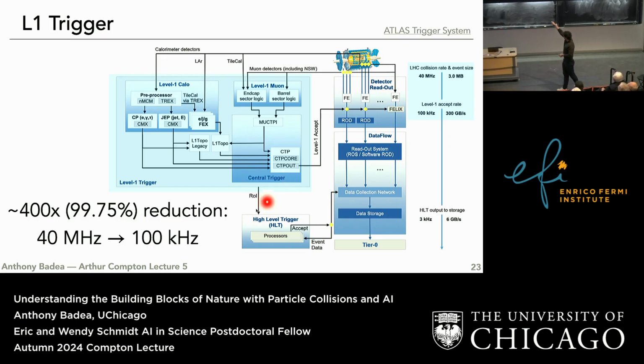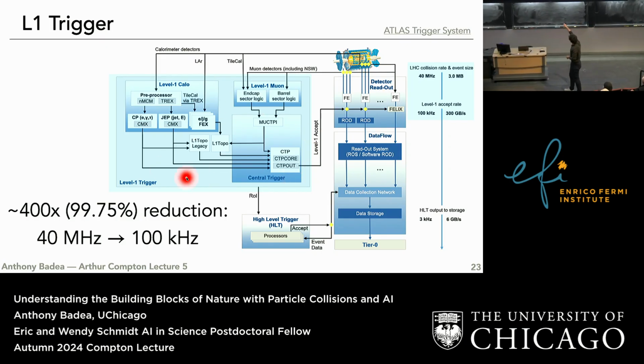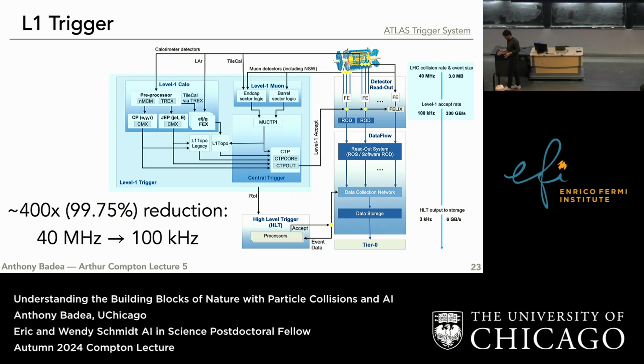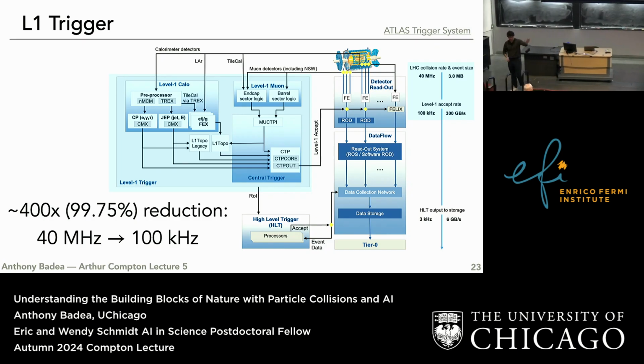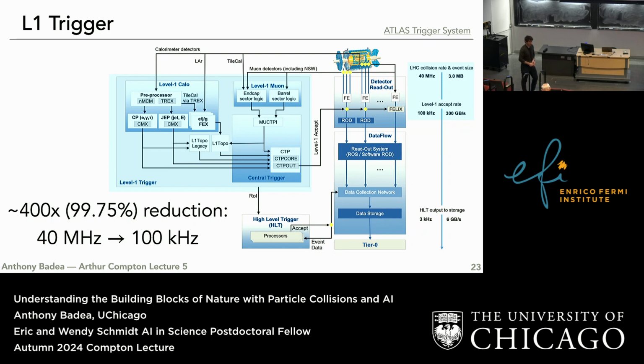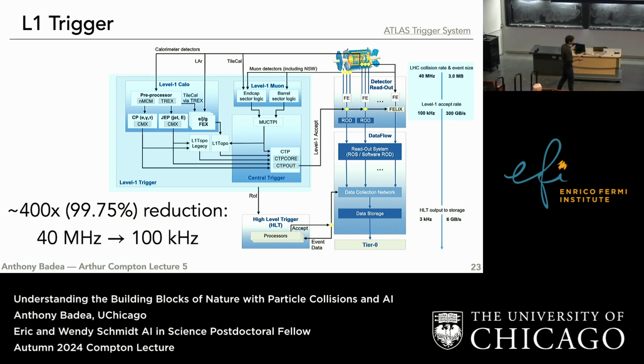And so this level 1 trigger is the first thing that we're going to talk about for a little bit. And what it's doing, like I said, is a 400x reduction. And a 400x reduction is right away, in real time, you throw away 99.7% of the data. So this is, to me, insane.